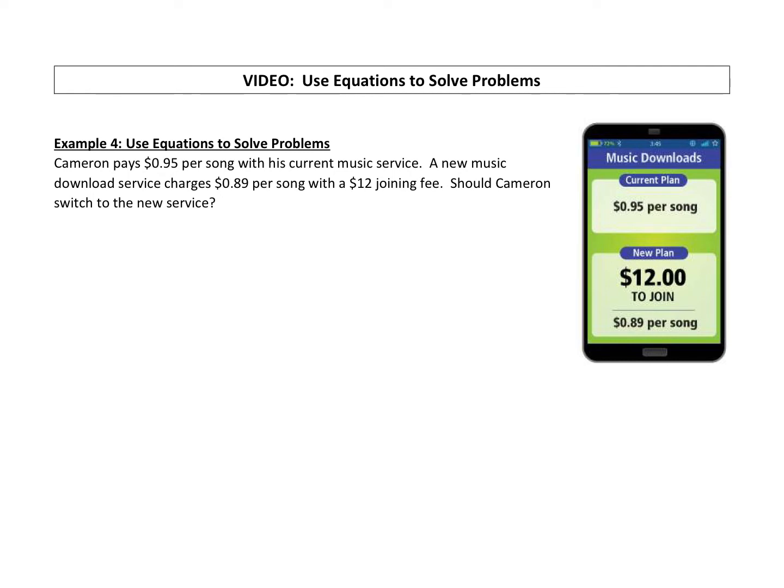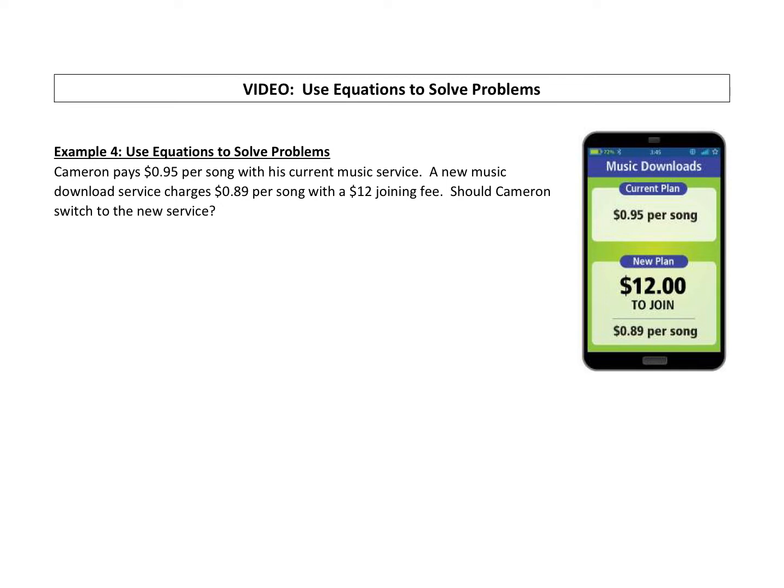So we want to see how these two compare. At what point do they cost the same? So we're going to set up an equation. We're going to figure out when the current music plan, his current plan, equals the new plan. And let's set this up as an equation. So what does it cost him for the current plan? 95 cents per song, and that's it. We don't know how many songs, so that's going to be what our variable represents.